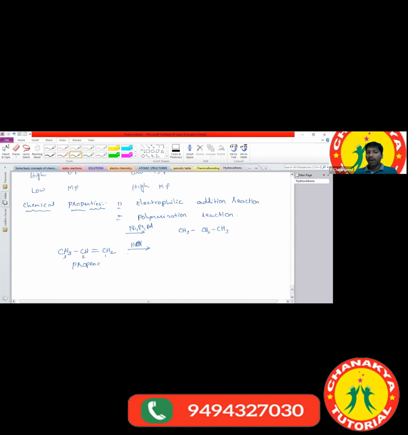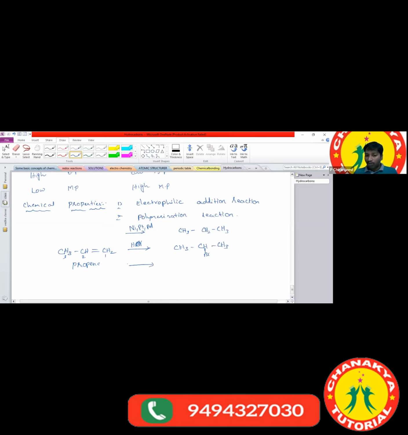What is meant by the Markovnikov rule? According to the Markovnikov rule, the negative ion is attached to the carbon of the alkene which has fewer hydrogen atoms. So bromine is attached to the second carbon atom, and hydrogen is attached to the first carbon atom. Then it forms 2-bromopropane. This we call the Markovnikov rule.